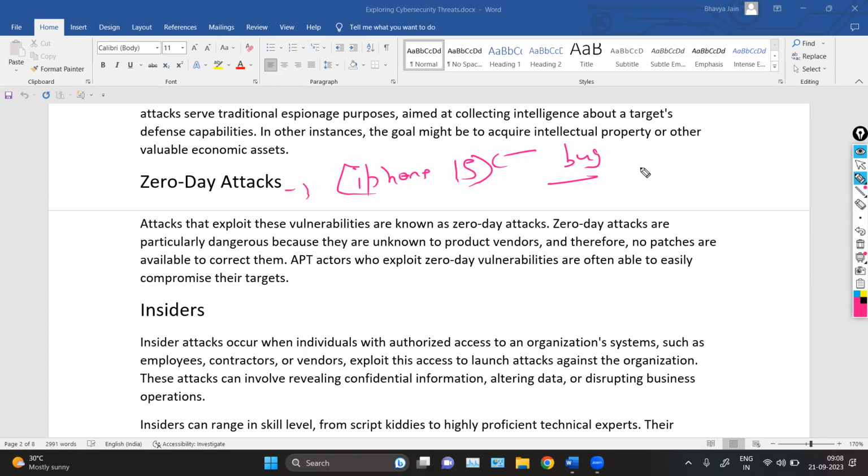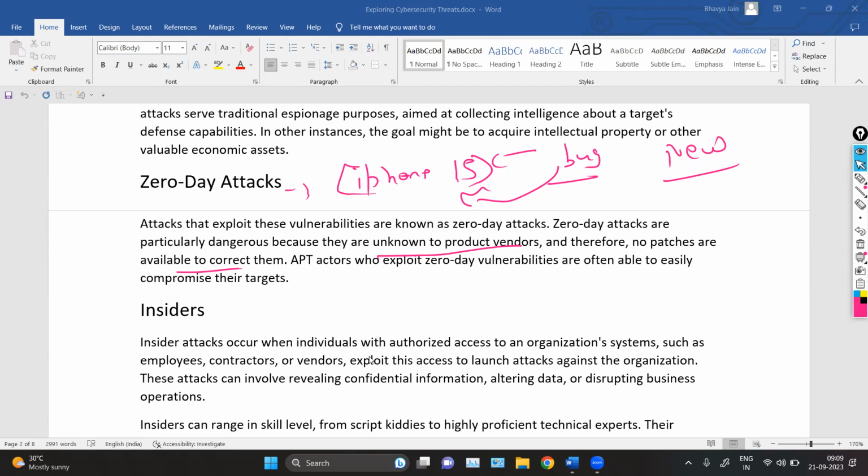So now the attacker finds a bug inside the iPhone 15, and now that bug is new first. We can say it is a new bug which is not discovered earlier. And secondly, it is unknown to the product's vendor, and therefore no patches are available to correct them. So basically, this bug is new, and also this is from the new technology, or we can say the latest technology. Also, there are no patches for these bugs. Patches means there's no fix, like how we can fix the bug or how we can fix the vulnerability.